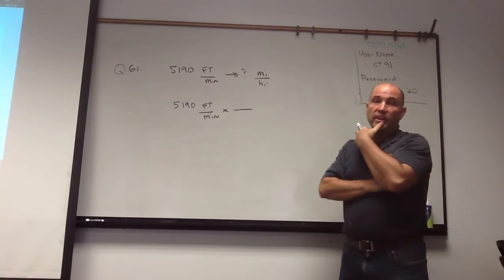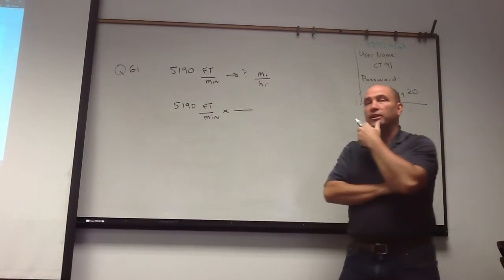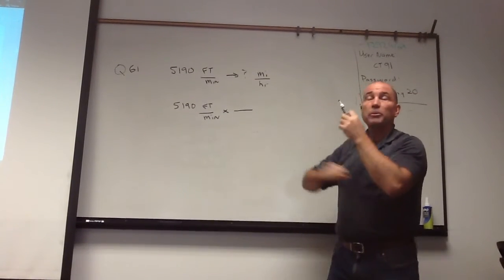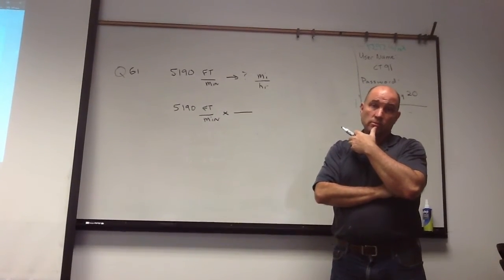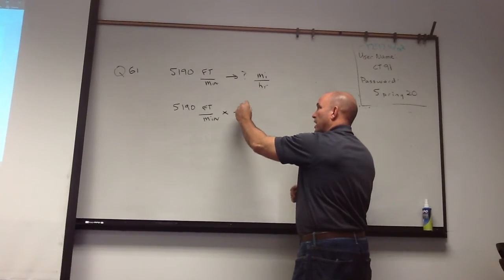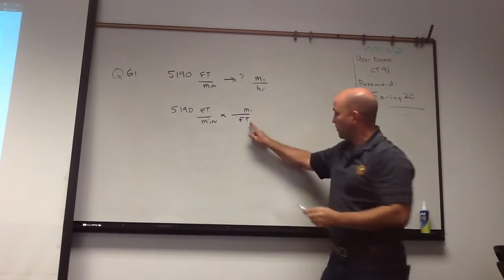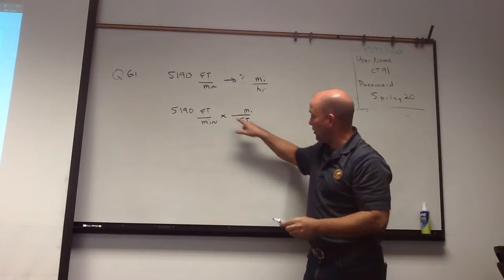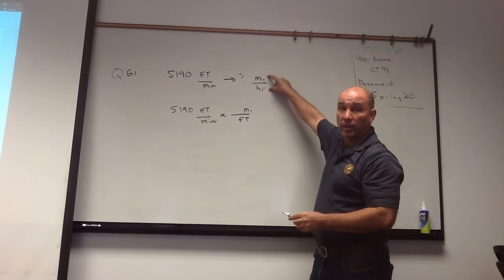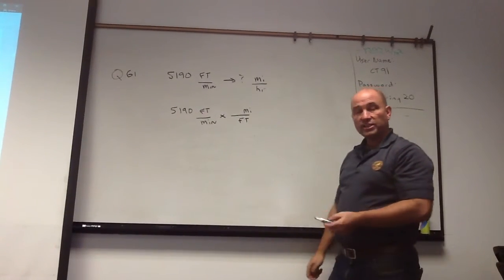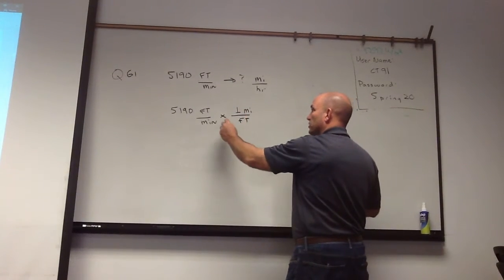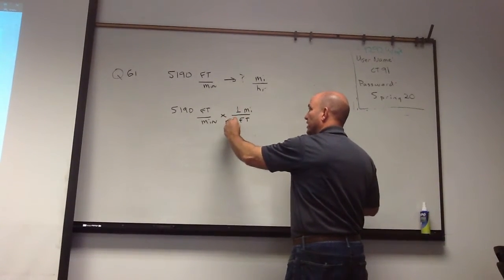Where would we put the feet? The feet's up here, and we want to eliminate feet. So where would we put the feet when we do the conversion? Right, we're going to put it on the bottom. We're going to put feet there, and we're going to put mile there. And what's going to happen is feet is going to divide out with feet, and we'll be left with miles, just like what we want. So the next question we ask is, how many feet are there in a mile? So 1 mile is the same as 5,280 feet.